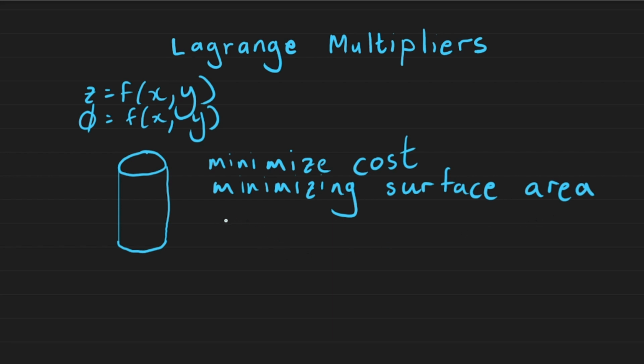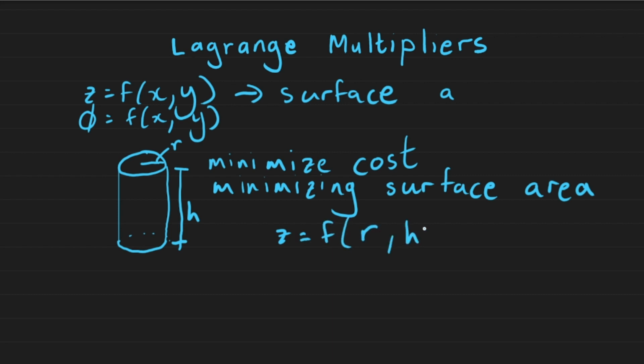So we could think of z as being the surface area, and this is a function that we want to minimize. And the variables, instead of x and y, we would have r and h. So r would be the radius of this tank, and h would be the height of the tank. So z is a function of r and h.